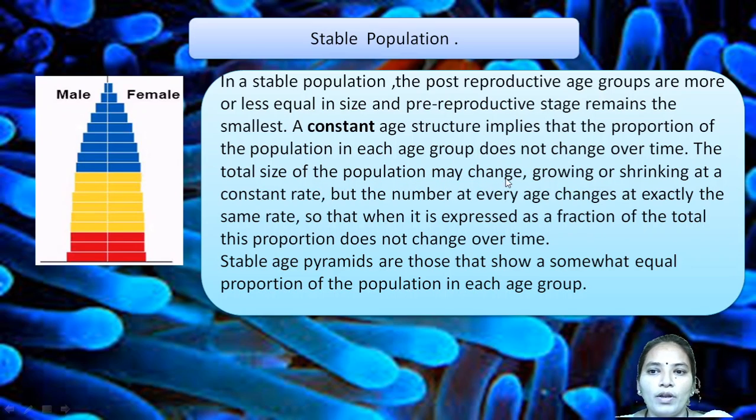The total size of the population may change, growing or shrinking at a constant rate, but the number at every age changes exactly at the same rate, so that when it is expressed as a fraction of the total, this proportion does not change over time. So here we can see that stable age pyramids are those that show a somewhat equal proportion of the population in each age group. Almost all the age groups are equal in proportion, that is pre-reproductive, reproductive and post-reproductive.